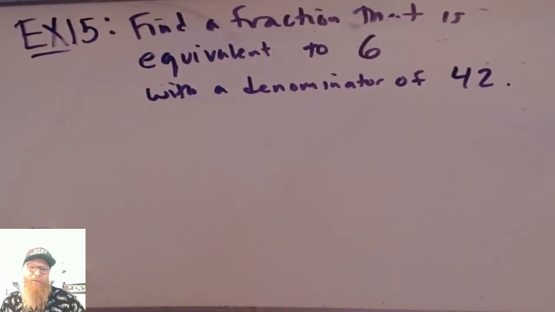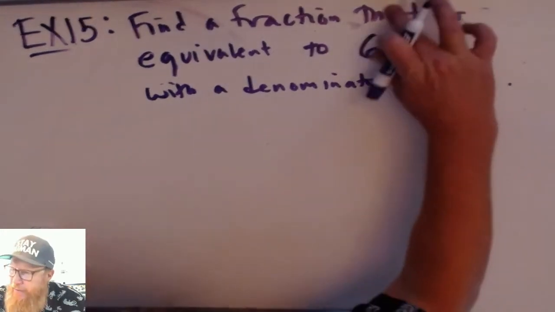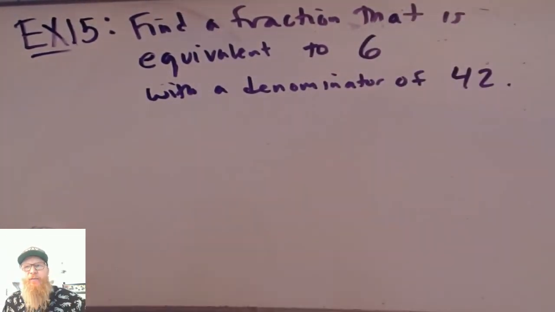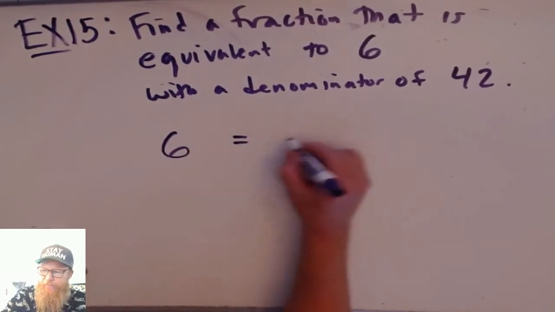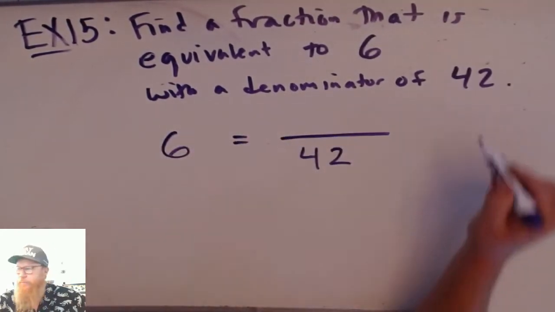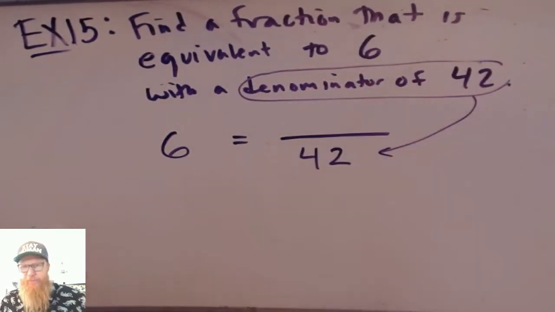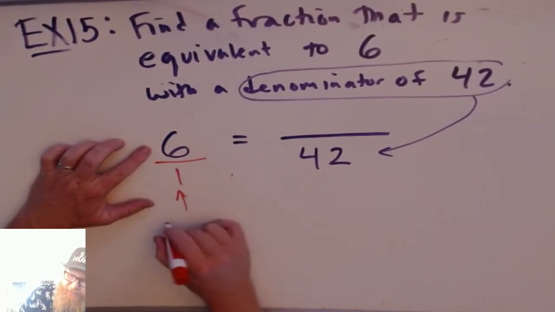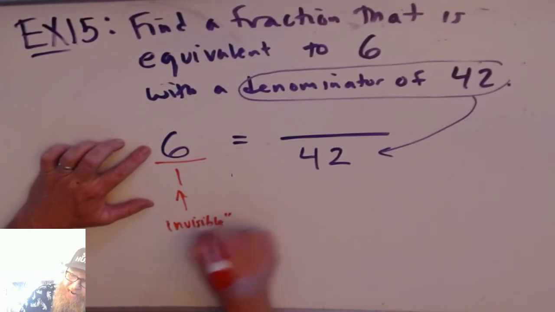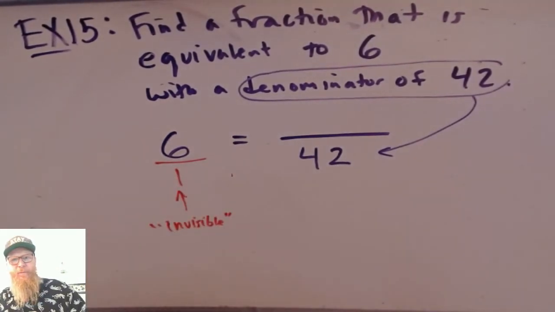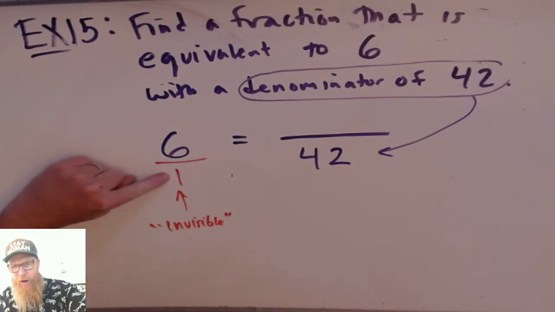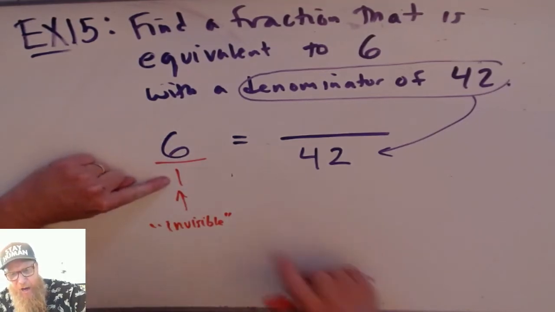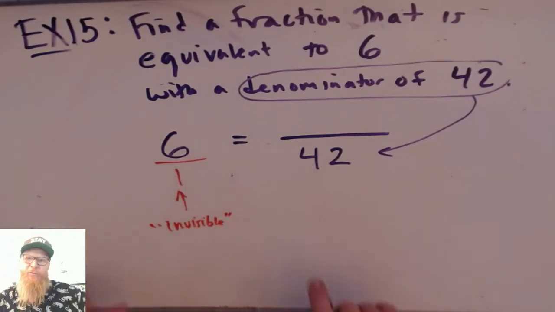All right, last one of these, and we'll move on to something else. Find a fraction that's equivalent to 6 with a denominator of 42. Denominator of 42. Remember, there's an invisible 1 down here. And I recommend writing the 1. If you don't write the 1, you might put the 6 down too low, and you might go, 6 goes into 42.